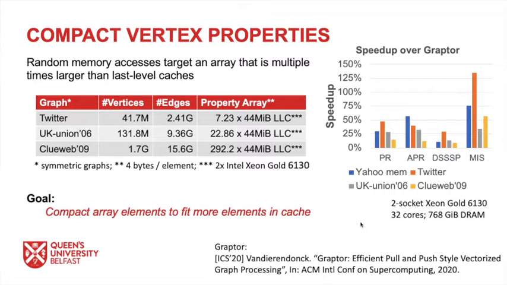The speedups we can obtain by this are illustrated in the plot on the right hand side, so between 30 and 50% for PageRank, between 20 and 50% for accelerated PageRank. The delta stepping single source shortest path algorithm has a bit lesser speedups. And then for the maximum independent set problem, we can have a substantial speedup, over 100% faster. So this is the type of result we can obtain by making the vertex properties more compact.